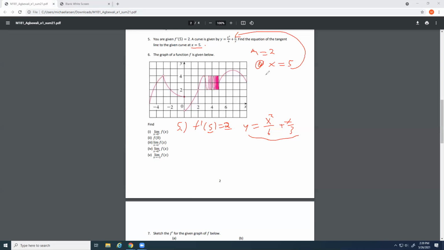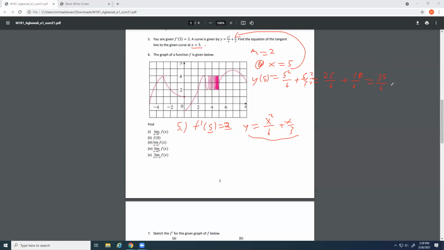So first, let's plug in this x equals 5 into our function. So plugging in x equals 5, I guess you could technically denote it as y of 5, would be 5 squared over 6 plus 5 over 3. And this is going to be 25 over 6 plus, and then if we multiply this fraction by 2 over 2, we get 10 over 6. So this will be 35 over 6. Oh my goodness. I cannot write today. I am sorry. There we go.